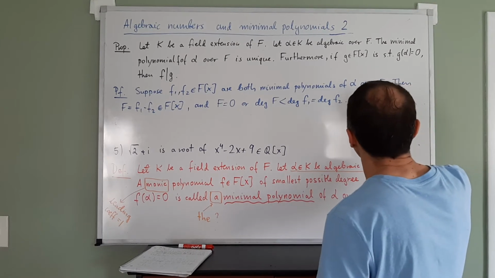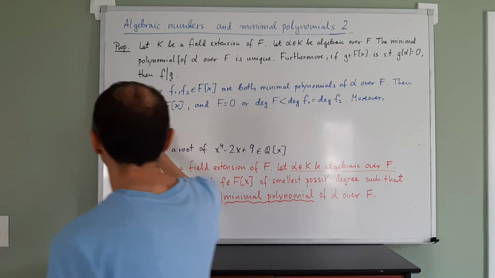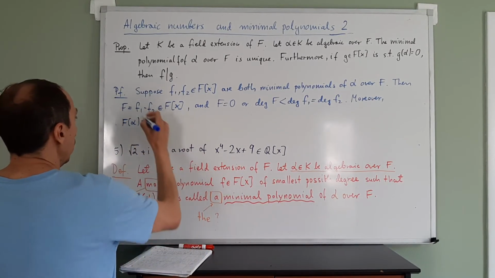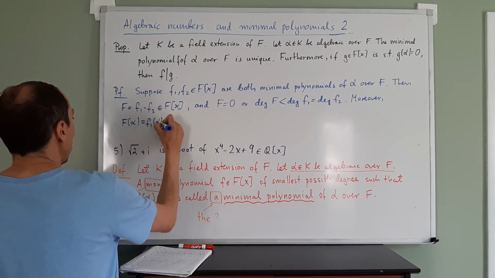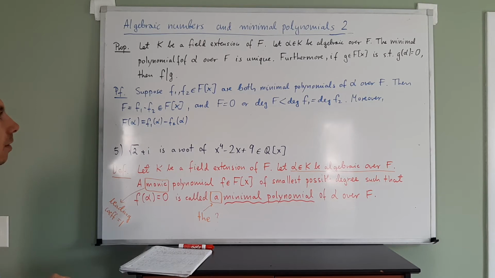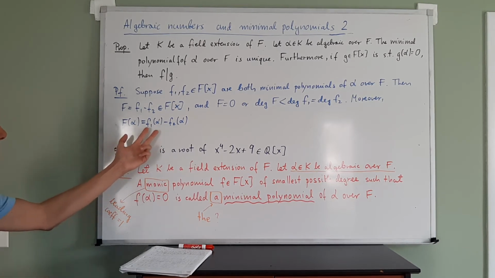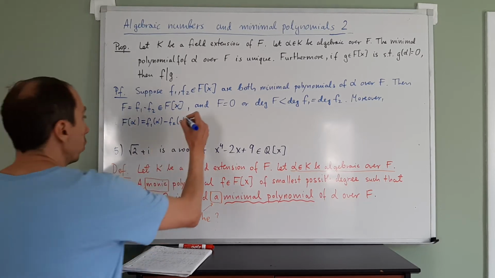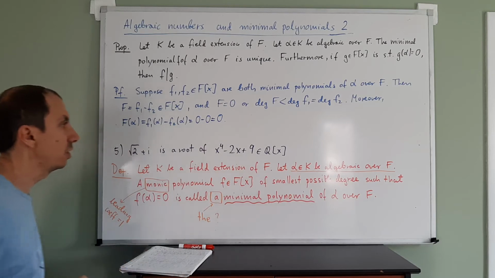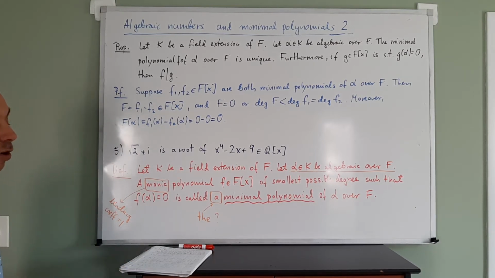Moreover, what happens when I plug in alpha to f? Well, that's f1 of alpha minus f2 of alpha. But f1 is the minimal polynomial of alpha, and so is f2. So alpha is a root of f1. It's also a root of f2. So I just get 0 minus 0. So I get 0. So you see, alpha is also a root of f. Okay, you were almost there.